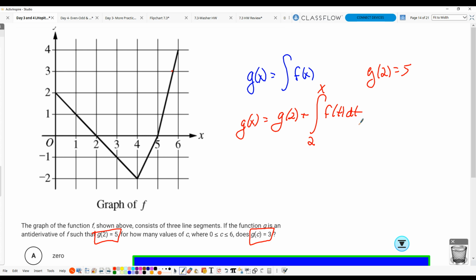So going forward, Carson, how do I evaluate this integral? It's visually the area under the curve, right? I just don't understand the problem.